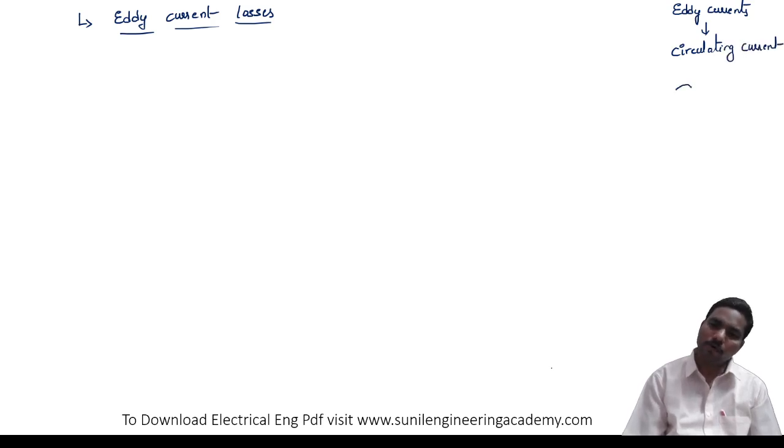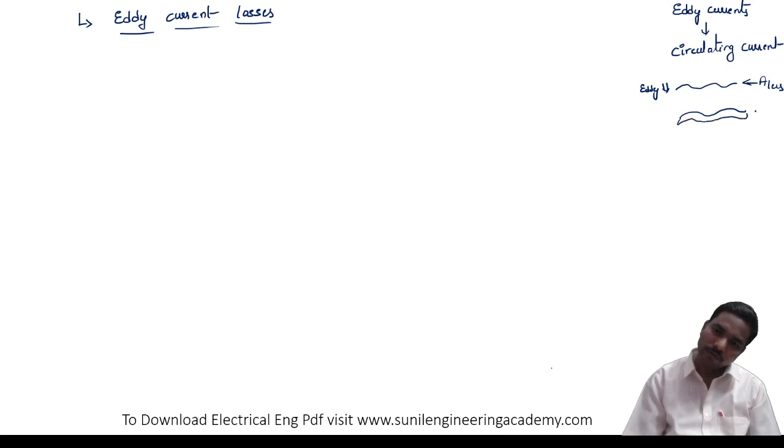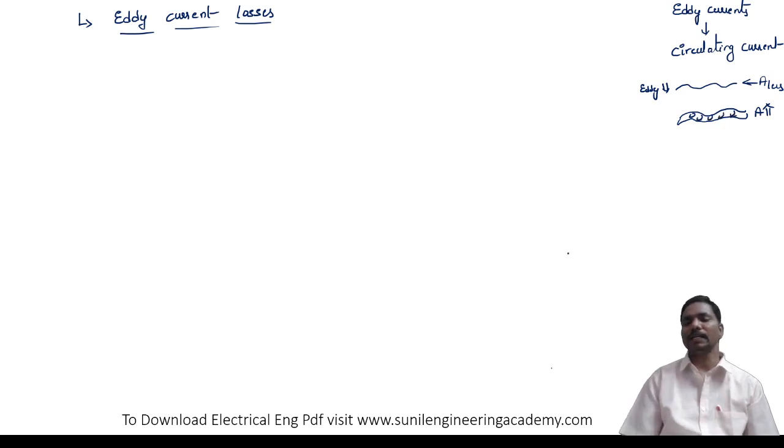Okay, for example, if the conductor has this much area, whenever the area is very less, then the currents may not circulate within this conductor, so the eddy current losses will be less. Whenever the area of the conductor is more, then there is a chance of circulating currents. The currents may rotate within the conductor itself.